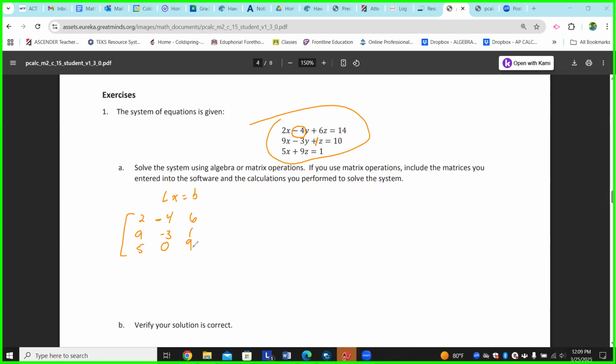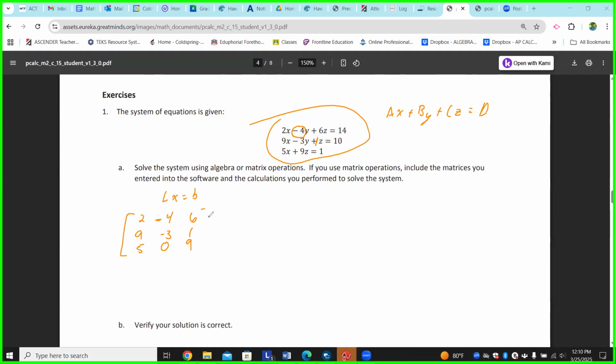But also, just like standard form of a 2-variable equation being ax plus by equals c, what is the standard form of 3 variables? So make sure it's in the correct order: the x term, the y term, and the z term.